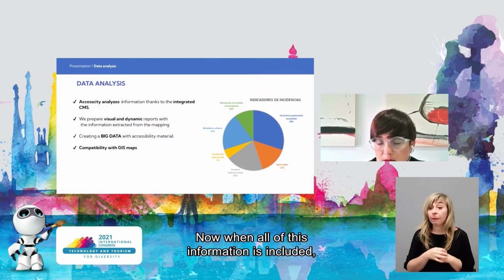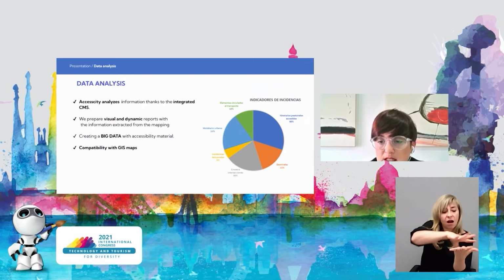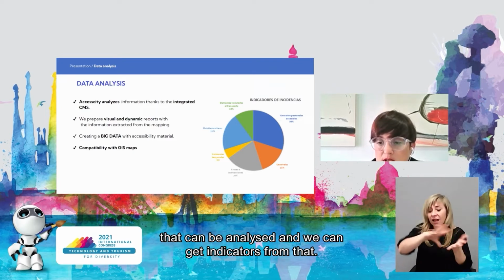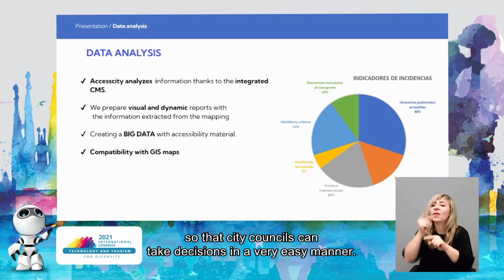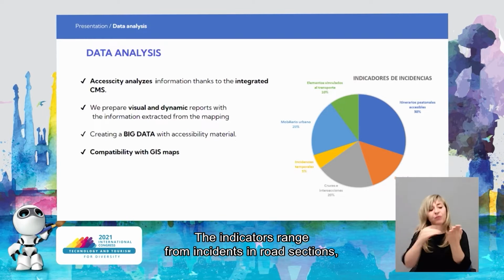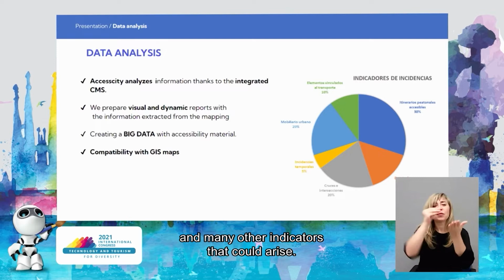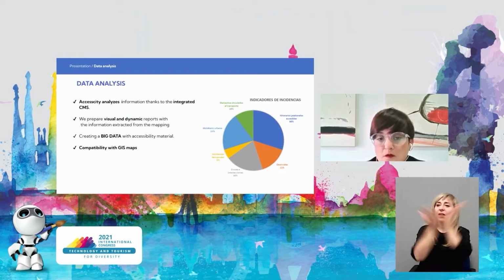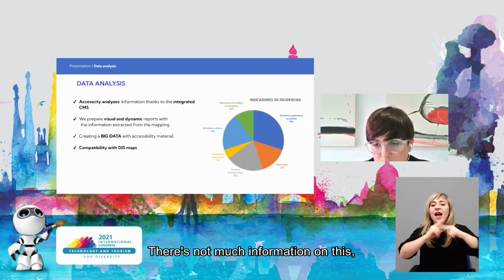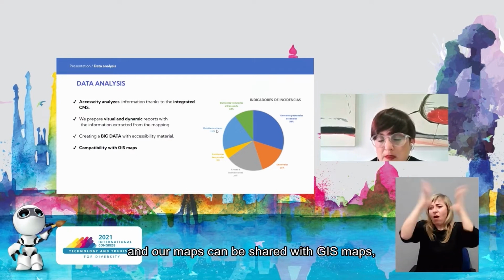Now, when all of this information is included in the application and in the map, we extract the information and we make it business intelligence so that it can be analyzed and we can get indicators from that. These indicators oftentimes are personalized so that the city councils can, in a very easy manner, take their decisions. These are indicators that range from incidents in road sections, roads, and many other indicators that could arise. This creates big data in urban accessibility. There's not much information on this. And our maps can be shared with the GIS maps.